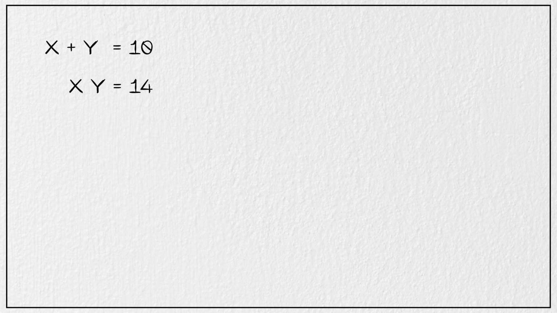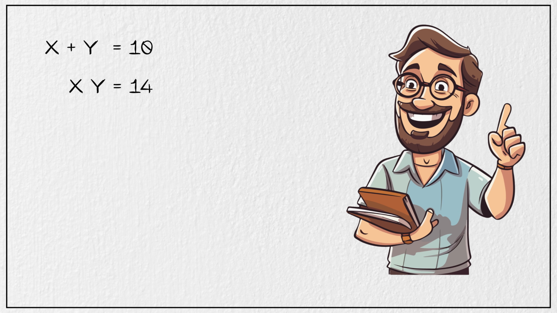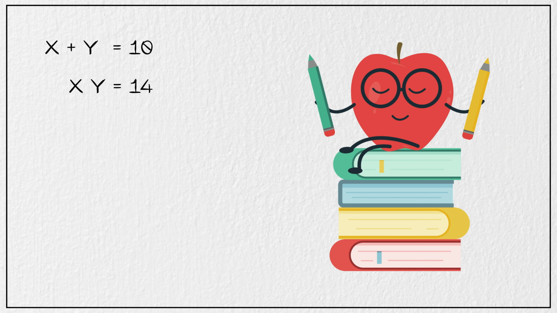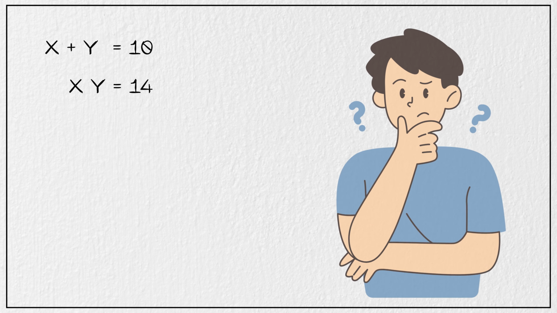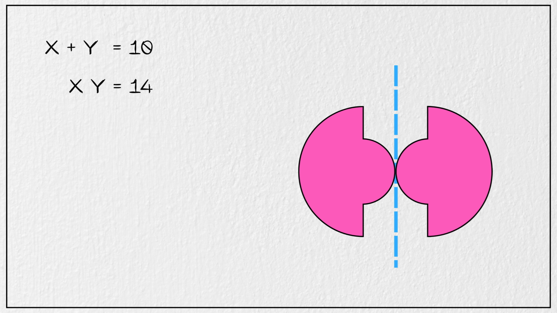Or we could use the identity (x minus y) squared equals (x plus y) squared minus 4 times xy, then find x and y by solving a simple system of linear equations like this. But in this video, I will show you a method that is a bit out of the box, super fast, and not what most people think of. We are going to solve this problem with the help of symmetric identity.